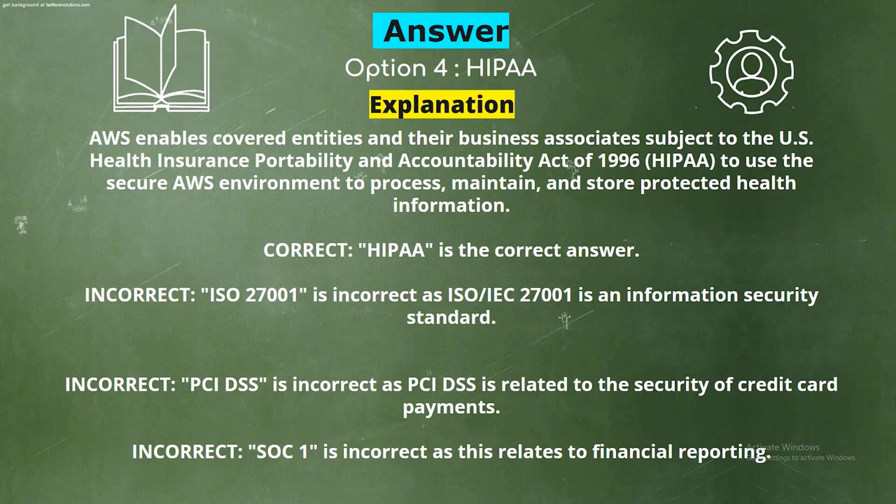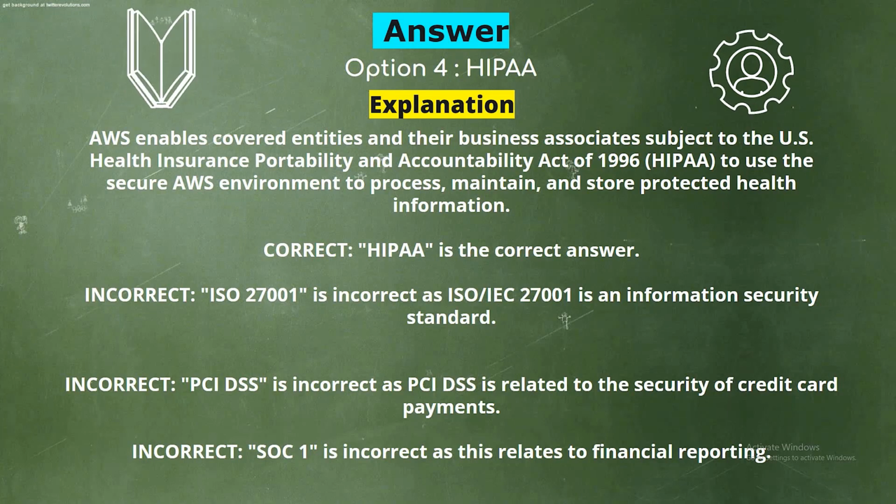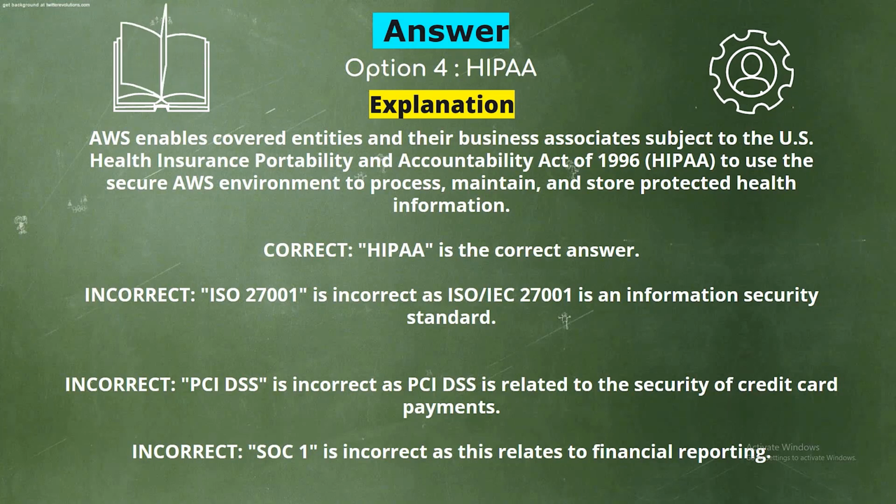Incorrect, ISO 27001 is incorrect, as ISO/IEC 27001 is an information security standard. Incorrect, PCI DSS is incorrect, as PCI DSS is related to the security of credit card payments. Incorrect, SOC 1 is incorrect, as this relates to financial reporting.